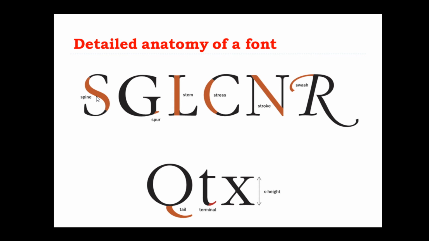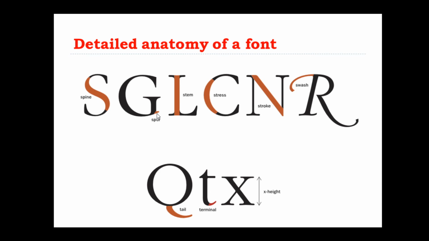Spine corresponds to the main curved stroke of the letter S. Here we can see a main curved stroke of the letter, which is called spine. Spur is a small projection of a main stroke found on capital letters like G. Spur is a small projection which is represented like this from a main letter like G.